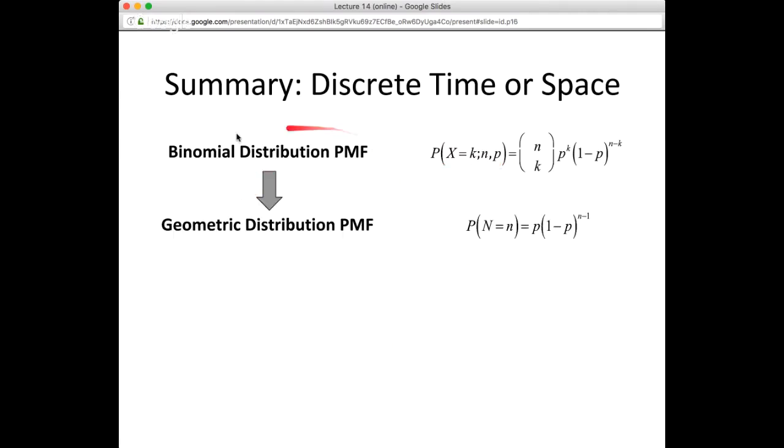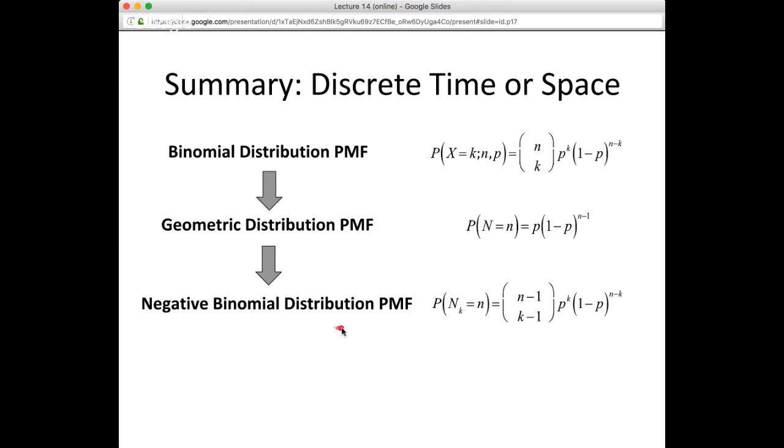And then we talked about the geometric distribution as being a special case of the binomial distribution, in which we're really interested in the number of trials to the first event. And so that random variable then is the number of trials to the first event. And here it's being set to a specific realization, little n. And then we could furthermore generalize the geometric distribution to the negative binomial distribution PMF, which is essentially the number of trials to the kth event. And so it looks like this here. That's the negative binomial distribution. So that's the relationship between the binomial distribution, the geometric distribution, and the negative binomial distribution PMFs. And of course, you can write down corresponding CDFs for each of these.